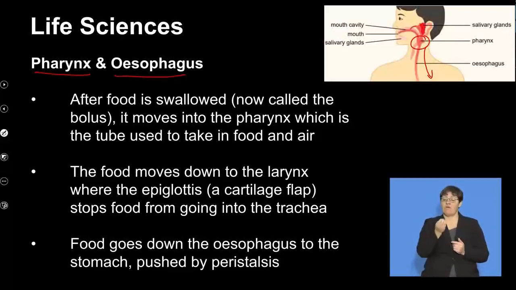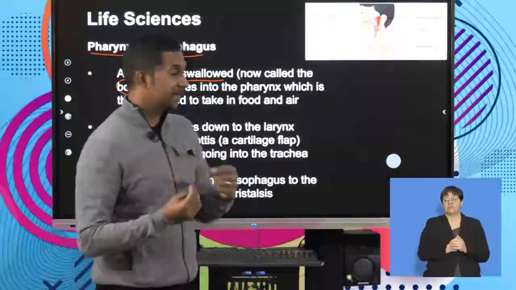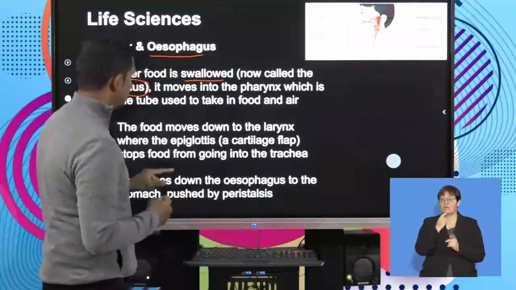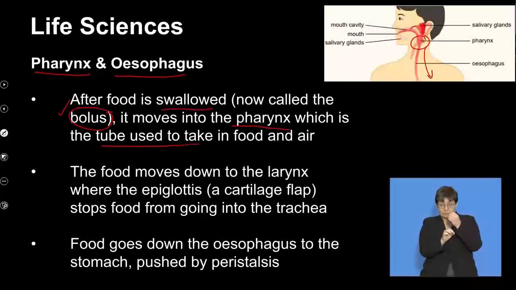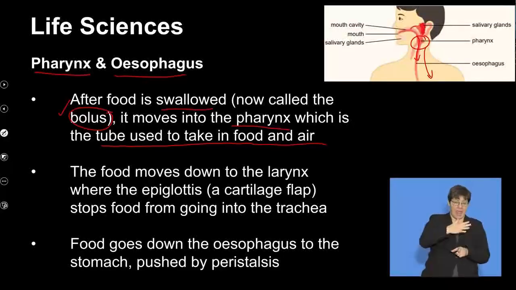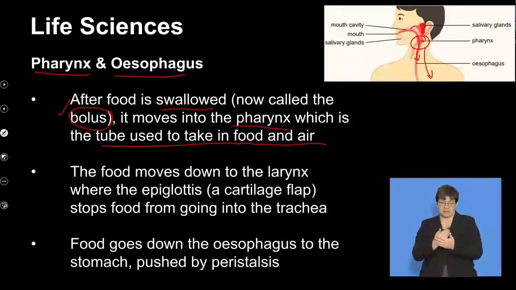So after food is swallowed, it is now called the bolus. That little ball of food that is chewed up into this round ball, which is mixed with saliva, is known as the bolus. It moves through the pharynx, which is a tube which takes it to the esophagus. The pharynx is a common tube that allows for air along with food to pass through.